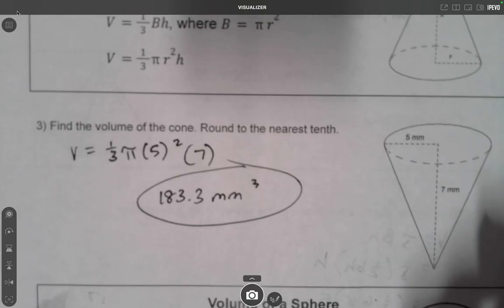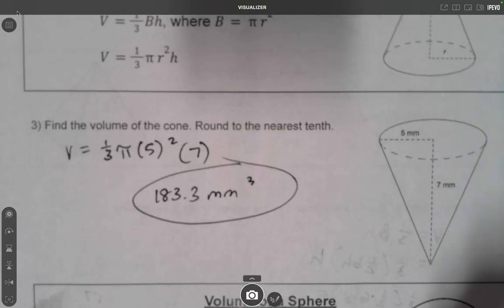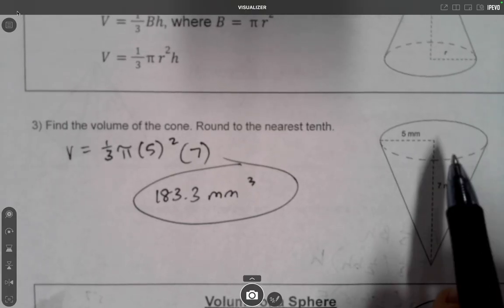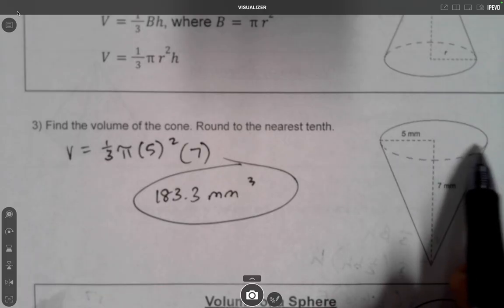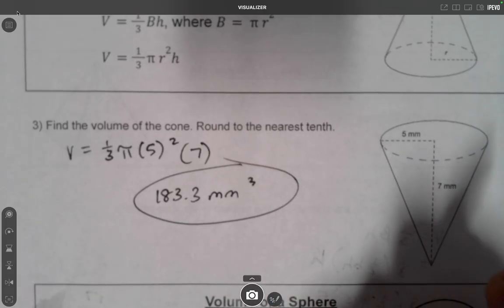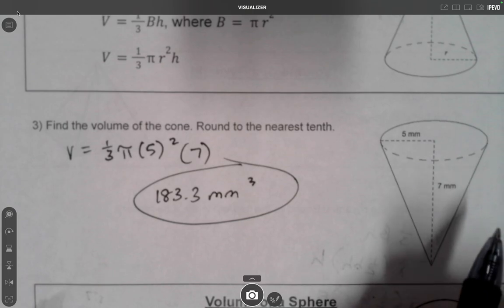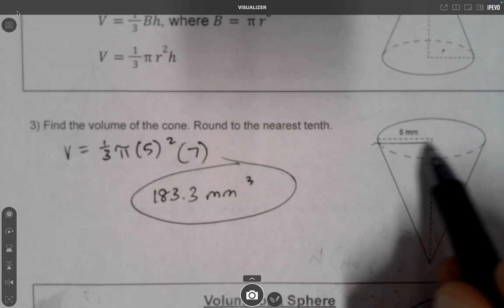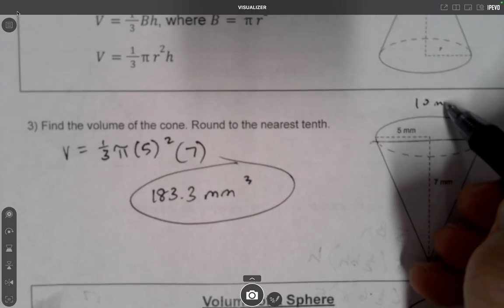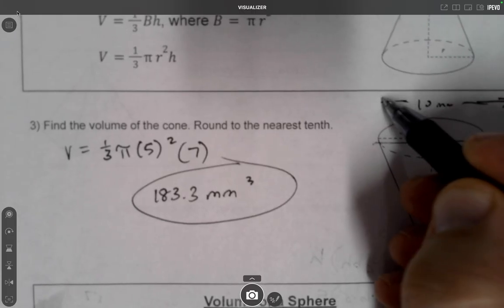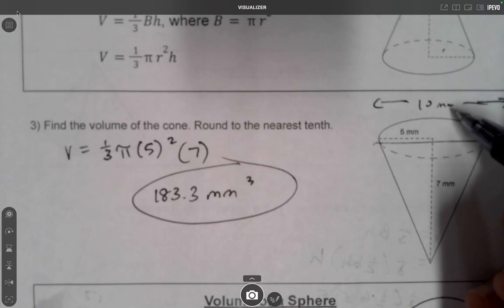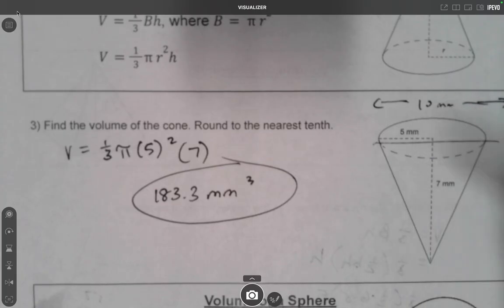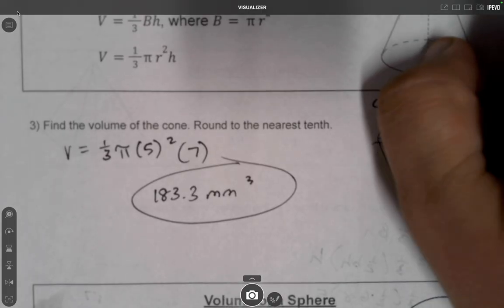The only thing that may be tricky about this is the same thing that happens with almost all the circles. There may be times where they give you the diameter instead of the radius. If that happens, just remember you must divide that by 2 to get the radius. Like on this one, they could have said, oh, well, the diameter is 10 millimeters. And then you'd have to say, oh, that's the diameter, so I got to cut that in half and get the radius, which is 5. That's the only thing that can be tricky about these.